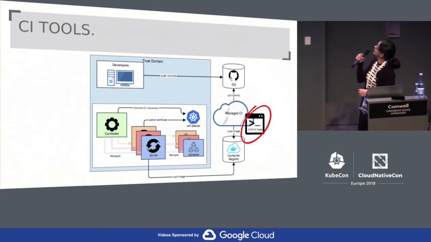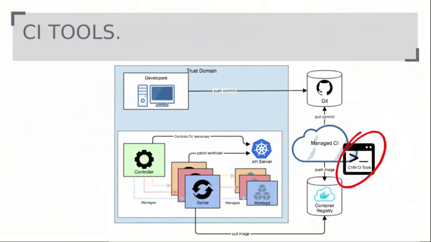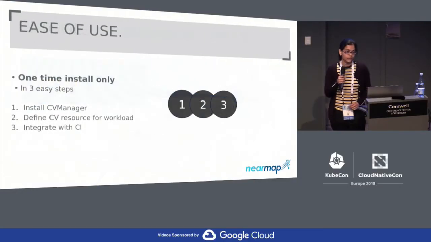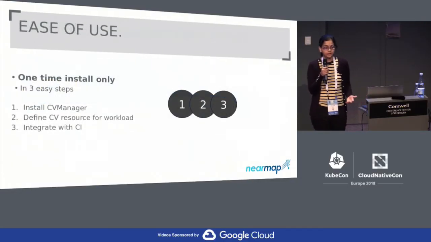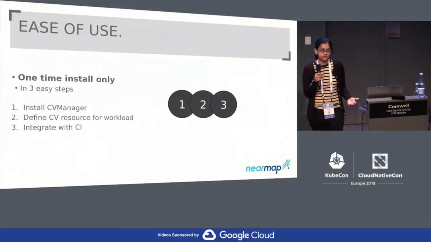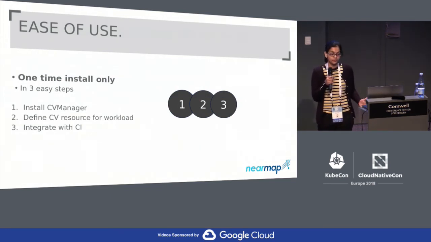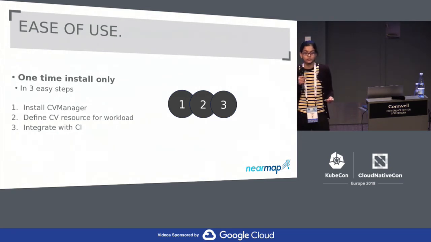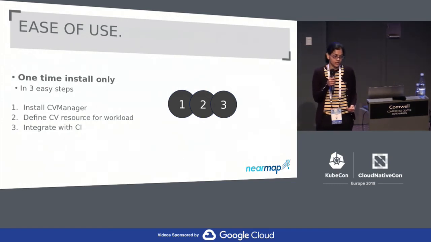CI tools, these are the commands shown on the right. They just set up a Dockerized command line that you plug into your bash script of your choice of CI infrastructure. And it's as simple as just calling CV Manager CR tags add and details of your image manifest. So a simple pluggable CD pipeline should be low maintenance and easy to install, right? We have got it down to a simple one-step install, which is just about installing CV Manager, defining your CV resources for all the workloads, and integrating into your existing CI pipeline.